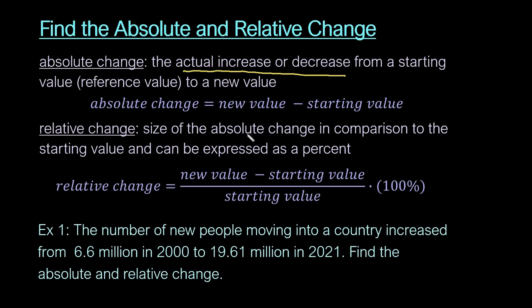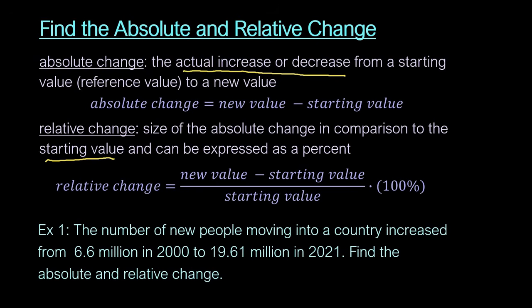The relative change is the size of the absolute change in comparison to the starting value and can be expressed as a percent. So you would just simply do the new value minus the starting value divided by the starting value times 100%. You will have an increase if it's positive and a decrease if the absolute change is negative.